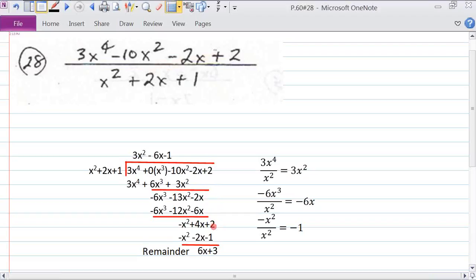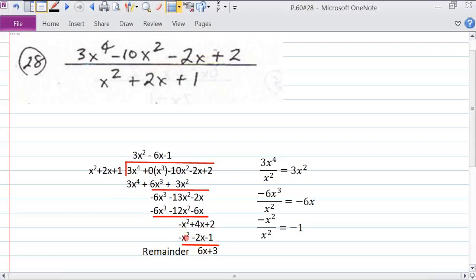So now we're going to divide this term by, we take the first term here and we divide it by this. So minus x squared by x squared. The first term here divided by this term here, and we get minus 1, and that goes over here. Minus 1 times x squared gives us minus x squared. Minus 1 times plus 2x gives us minus 2x. And minus 1 times plus 1 gives us minus 1.